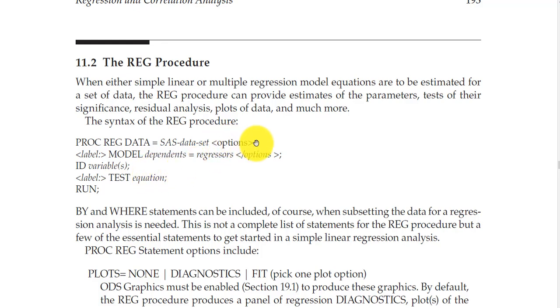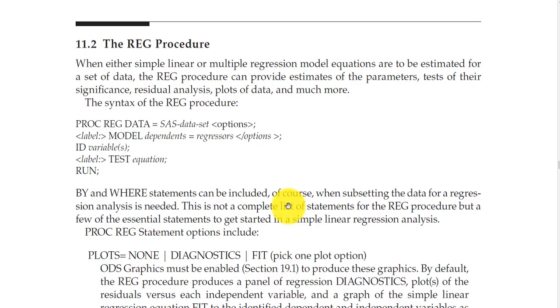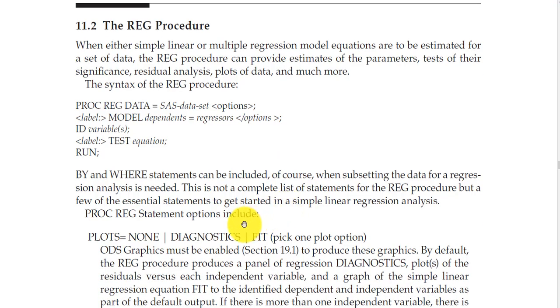You can add options to the proc reg statement here, and back to what we saw in some of the earlier procedures, there are plot options there. Anytime you see these vertical bars, pick one plot option here. If you want to suppress them all, if you want to look at diagnostics, or if you just want to see the fit of the equation, these will produce ODS graphics. These last two, of course, none means that all those are turned off.